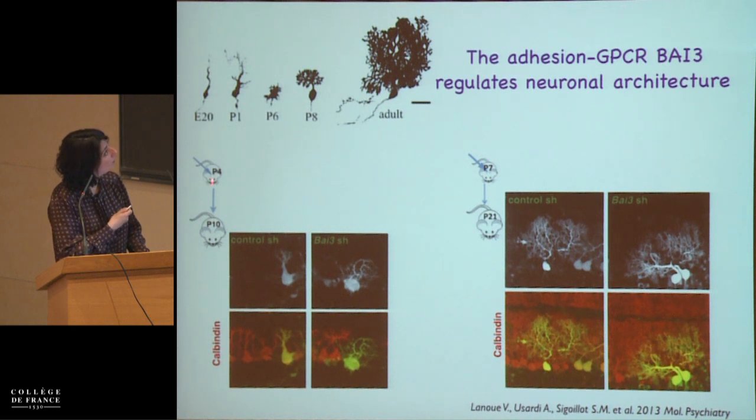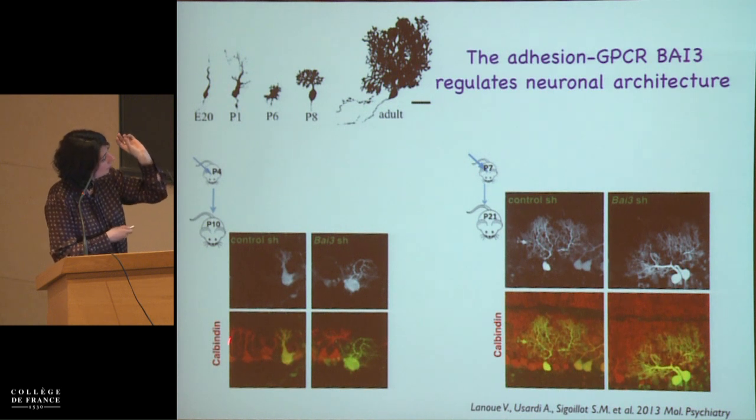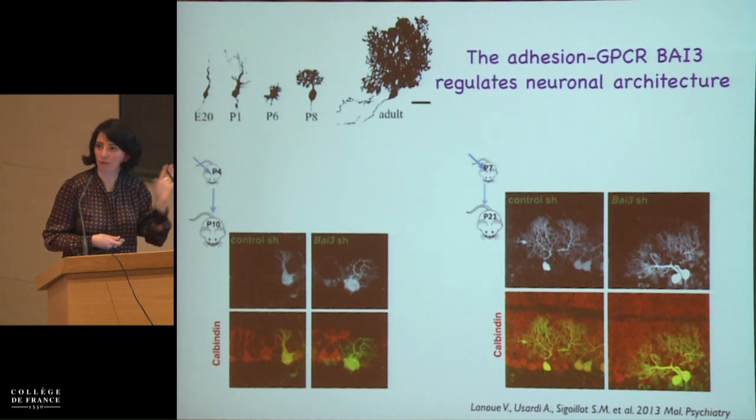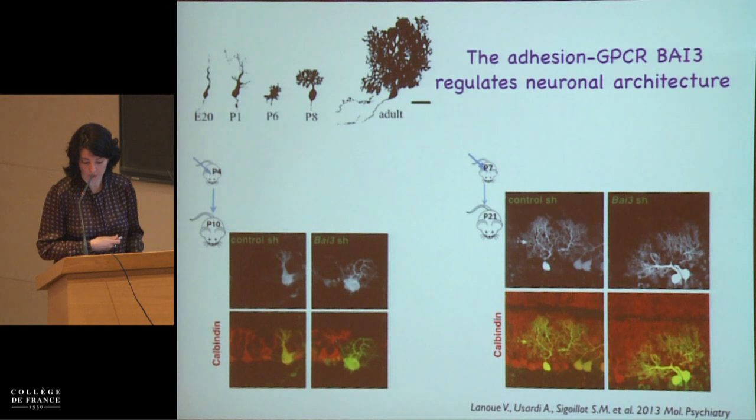First we knocked down BAI3 at P4 in mice and looked a few days after to see what the effect of knocking down this receptor was on the acquisition of the dendritic architecture of Purkinje cells. As you can see here, a control small hairpin RNA has no effect on the direction of growth of the primary dendrite and its branching when you compare to non-infected cells. If you knock down BAI3, there's a profound effect, with dendrites that do not grow the right way and are not properly differentiated. And if you look at later stages, this defect is still visible, as you can see here with this primary dendrite that doesn't grow toward the proper direction compared to controls. So this and other experiments with transgenic mice showed us that BAI3 is important for the development of the proper architecture of neurons.